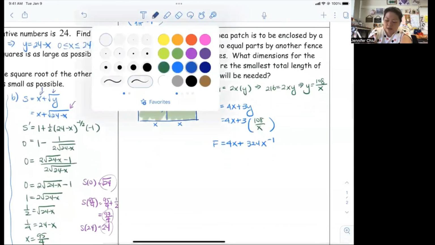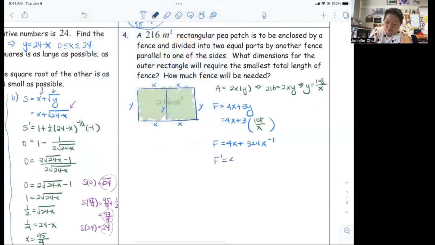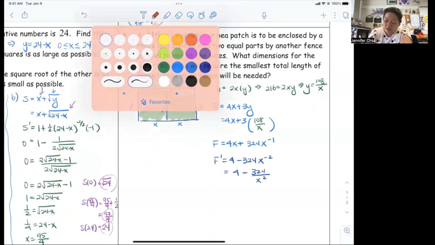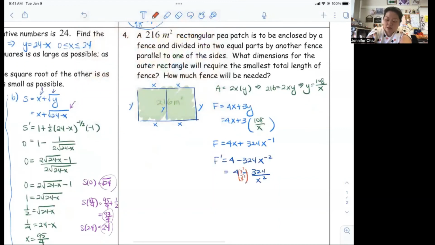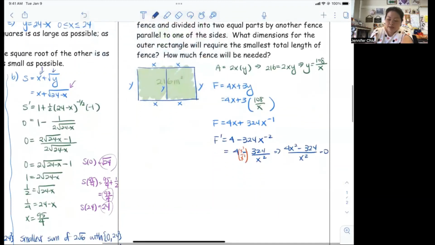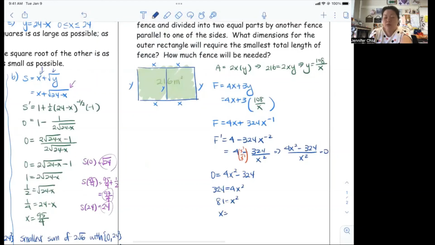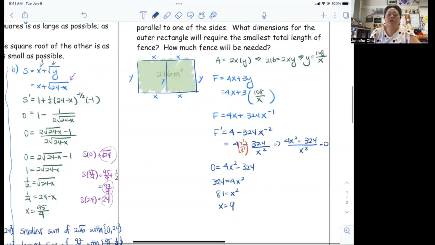Okay. All right. So now I take the derivative. F prime equals 4 minus 324X to the negative 2. So 4 minus 324 over X squared. Common denominator, so with X squared over X squared, I get 4X squared minus 324 over X squared, set equal to 0. And again, since it's optimization, I only deal with the numerator. So 324 equals 4X squared, 81 equals X squared. X equals plus or minus 9, but since this is a dimension, we're using 9, right? It's a positive answer, okay?